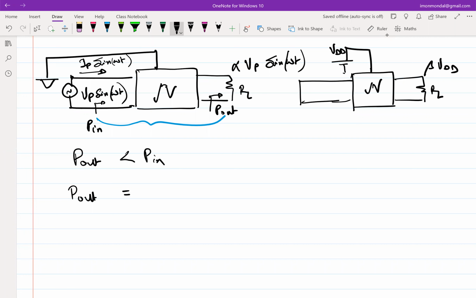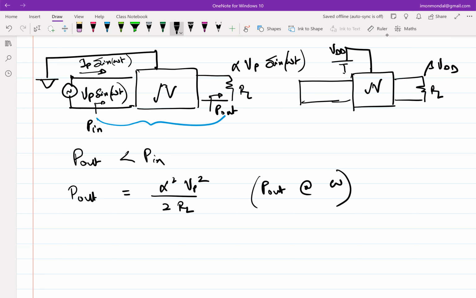Power out is alpha squared Vp squared by twice RL, right? By the way, what is the frequency of the output? The frequency at which I'm observing the output? Omega, right? So we say that this is the power P out at omega.